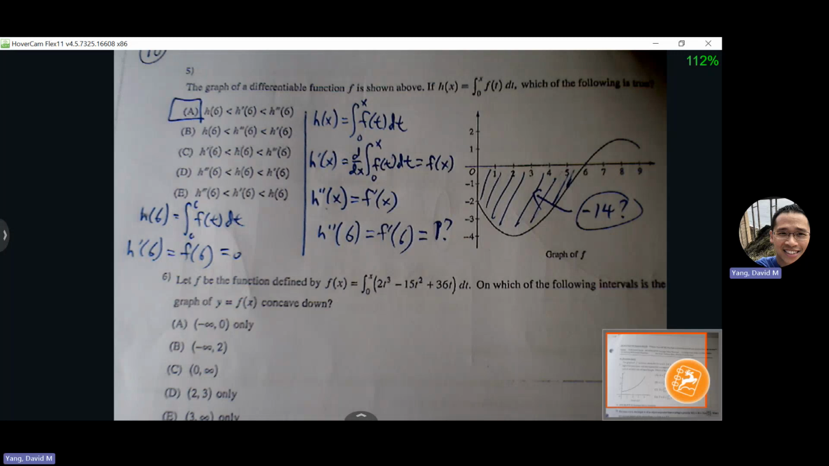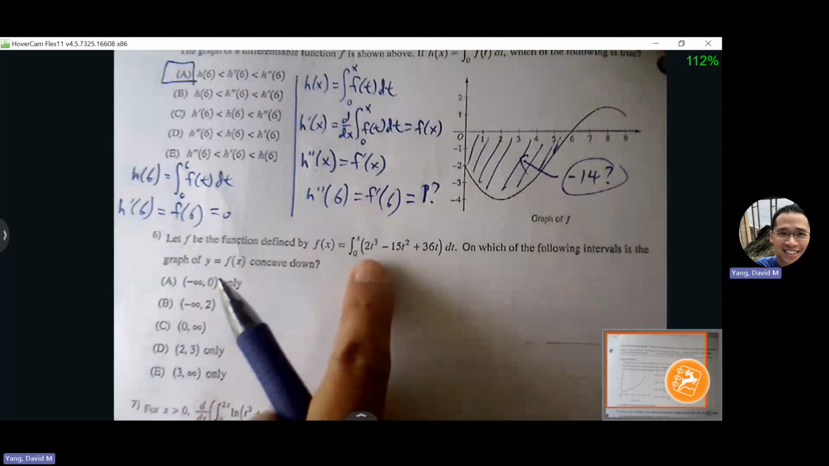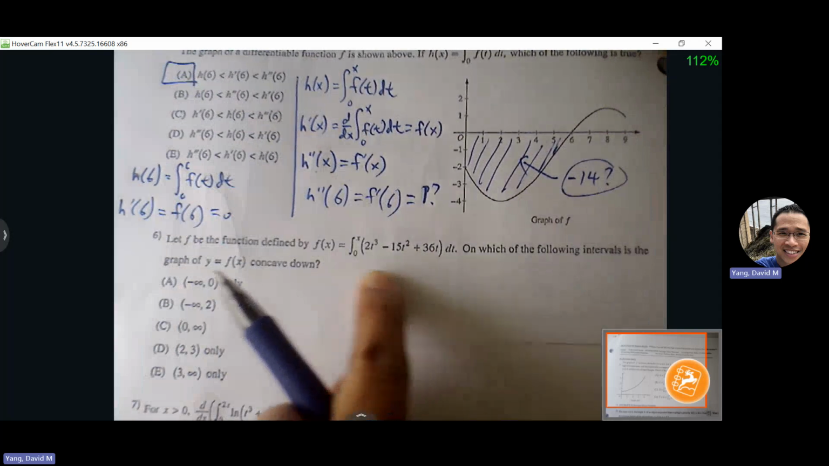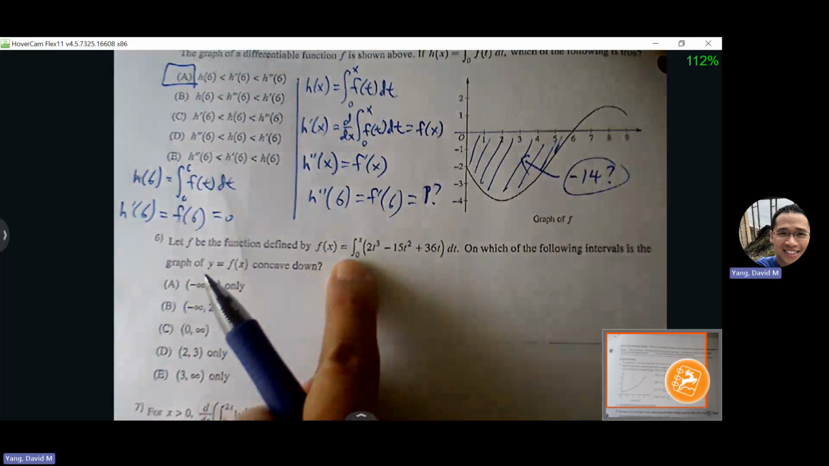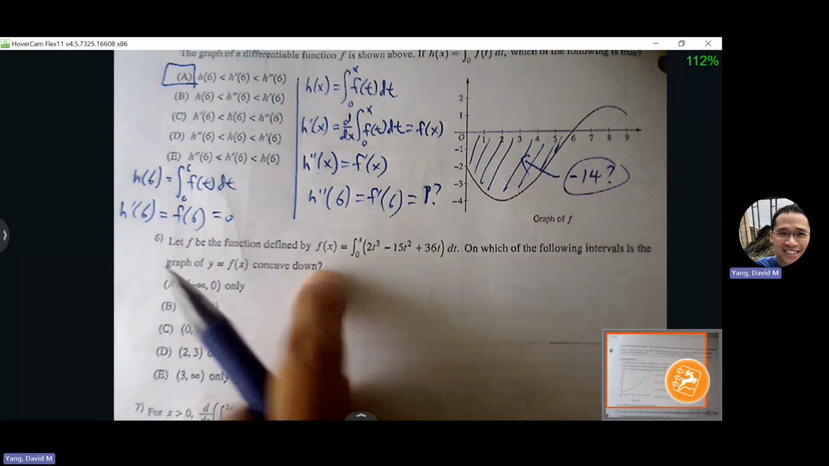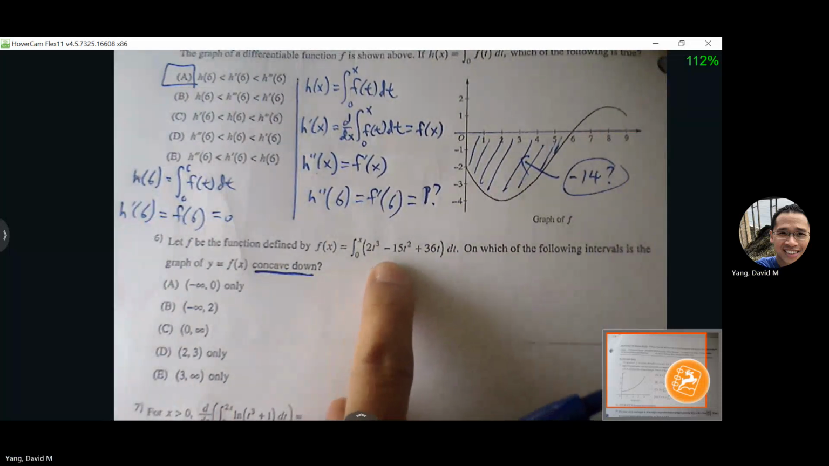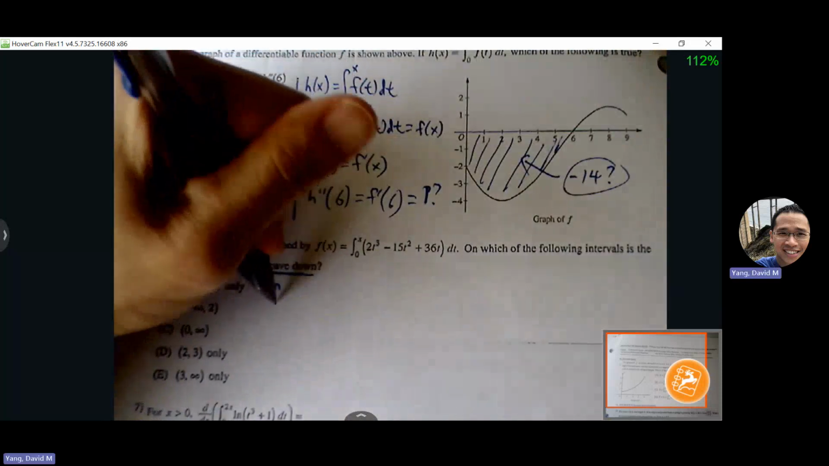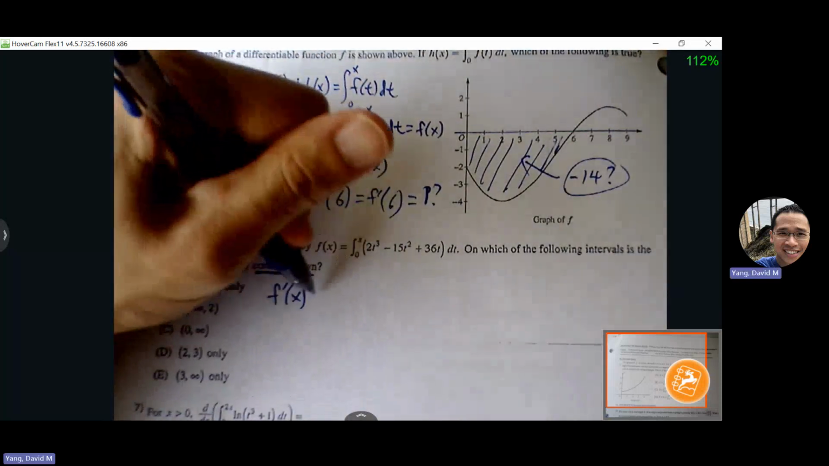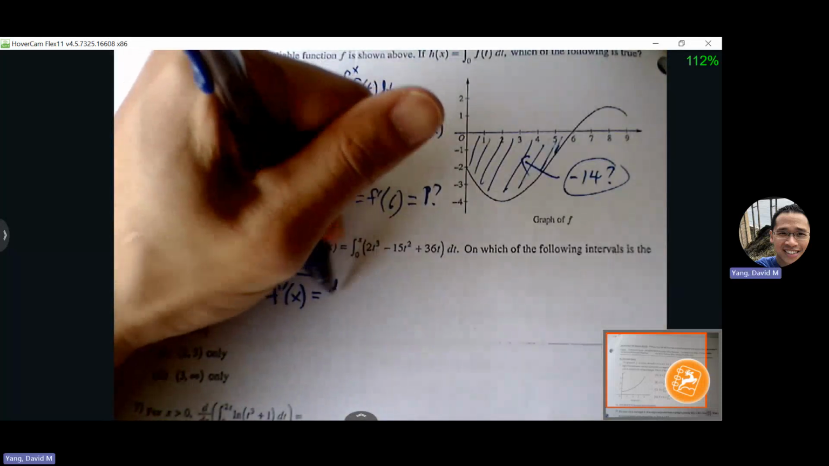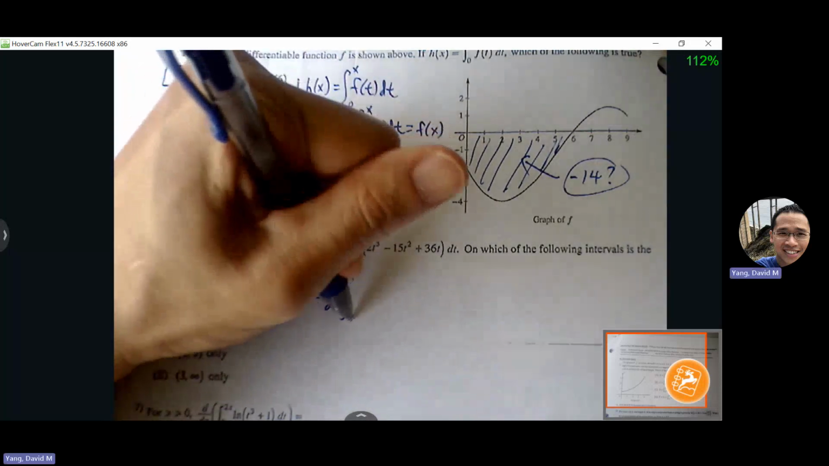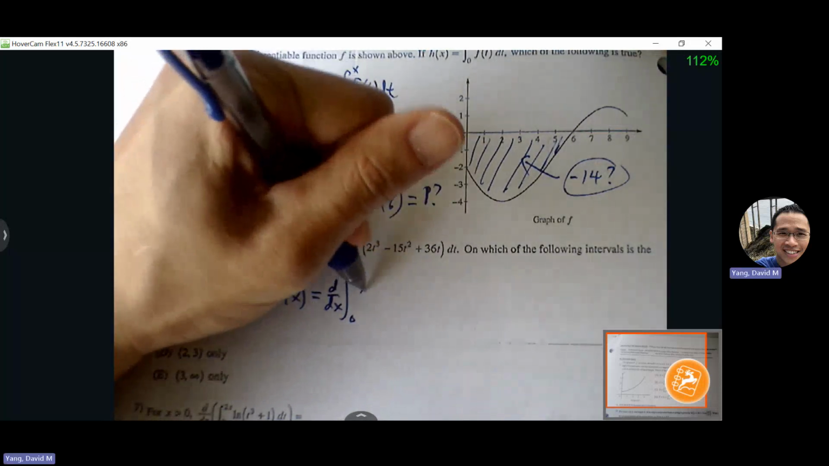Okay, number 6. Let the function be defined by f of x is the integral of this. On which of the following is the graph concave down? So if this is the f of x, and if I want to do anything with concavity, I got to make my way down to the what? Second derivative. So let's build them. Let's build our way down. Okay, so the derivative is just, I got to wipe out that integral notation, right?